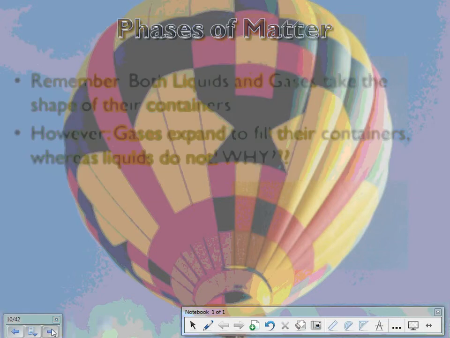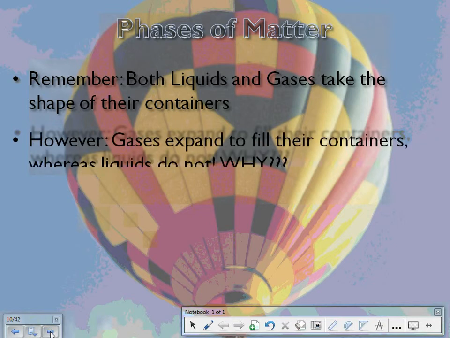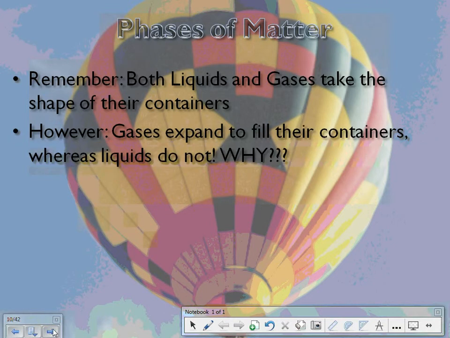So for today, let's look at liquids and gases. Liquids and gases take on the shape of their containers, and solids have their own shape. But liquids and gases are not quite the same, because gases expand to fill up whatever container we put them in. But a liquid does not. It only fills up as much as what we put in there. That's how we can measure with a graduated cylinder, right? We pour it in there and it only fills up to a certain line.